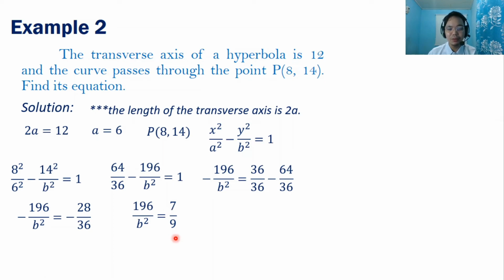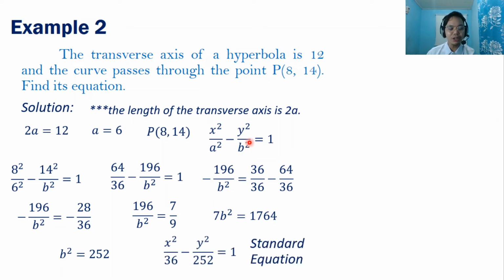So this, we are going to do the cross multiplication. So we have 7b squared over 196 times 9 is 1,764. Then divide both sides by 7 and we have 252 as the value of our b squared. Okay, so hindi na natin kailangang i-extract yung roots ng 252 because isa-substitute na natin yung value ng b squared doon directly sa ating equation.